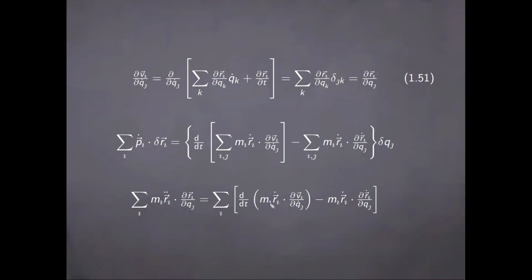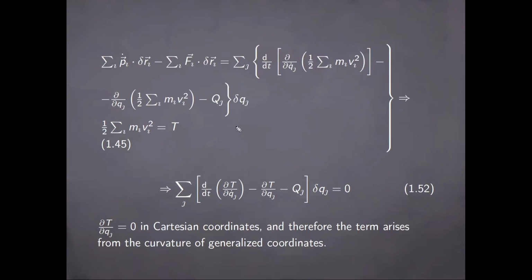And we see that what we have here is a total time derivative of a quantity that looks like a partial derivative of a kinetic energy, and the same over here. And when we put everything together, this is exactly how we write things out.